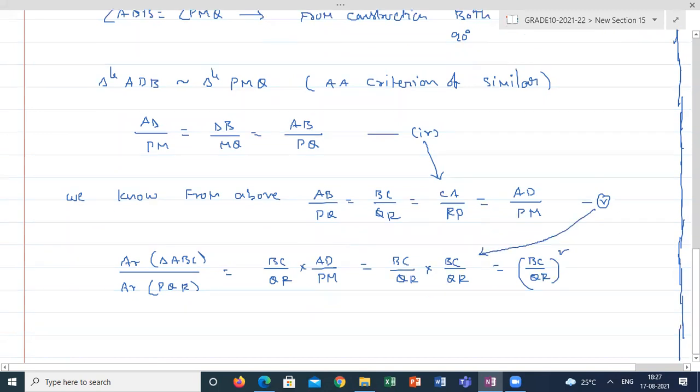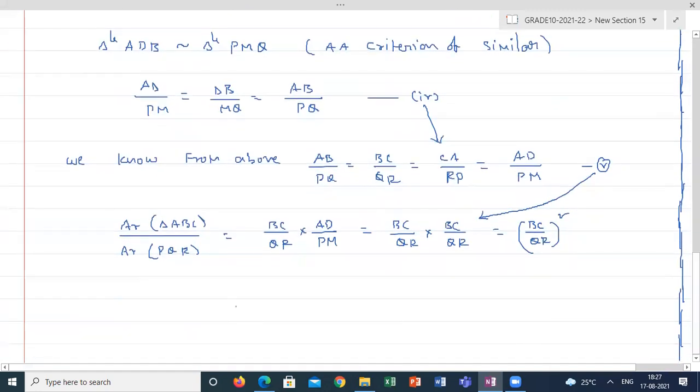Same, using the fifth equation, my BC by QR can be replaced with, see, what is BC by QR? AB by PQ. What is AB by PQ? AD by PM can also be replaced with AD by PQ. So this can be written as AD by PQ into AD by PQ.